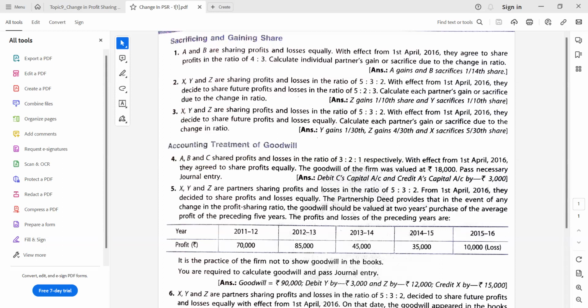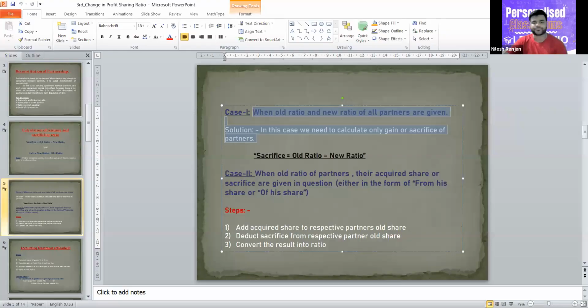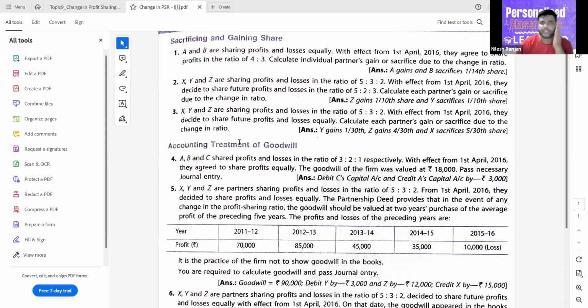So you can see the question. A and B are sharing profits and losses equally, so their old ratio is given, and they decided to share the profits in the ratio of 4:3, so the new ratio is also given. Again, we have to calculate only gain or sacrifice. In all of these questions, you can see old ratio and new ratio is given.